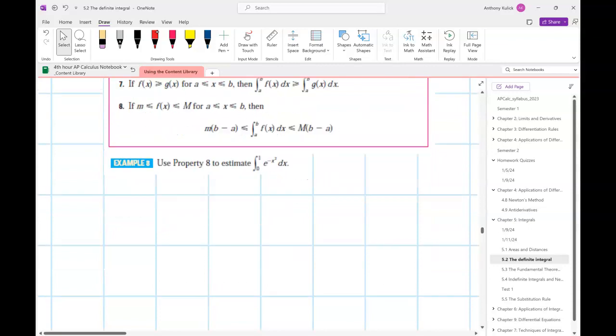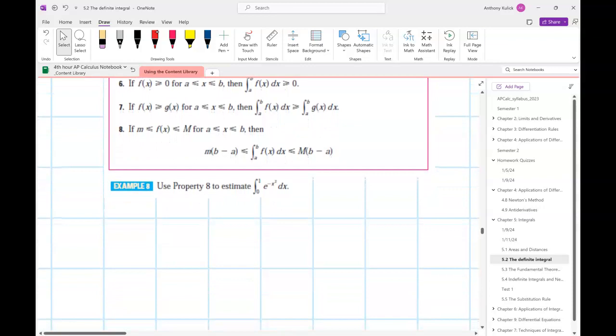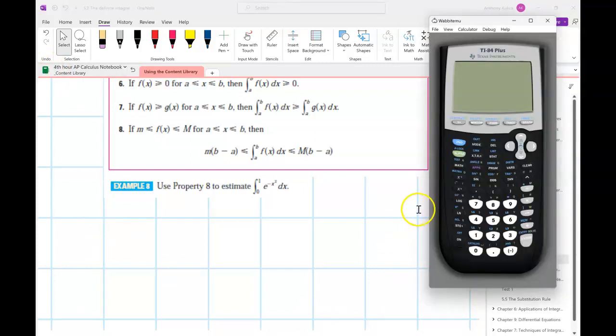So our last example here is saying use property 8 to estimate the value of the integral from 0 to 1 of e to the negative x squared. So what I'm going to do is graph that e to the negative x squared on my calculator, over 0 to 1. And I'm just going to look for a lower bound and upper bound for that function.